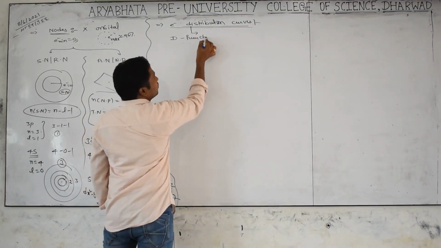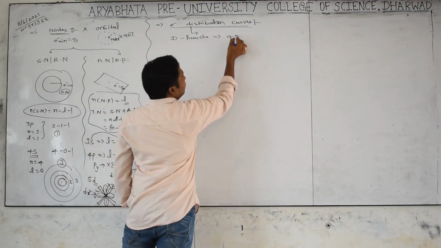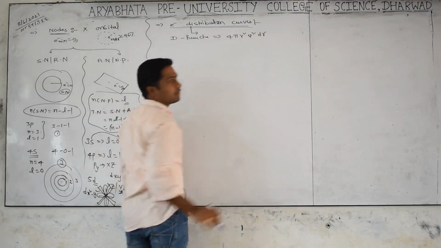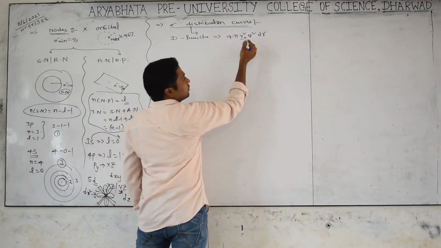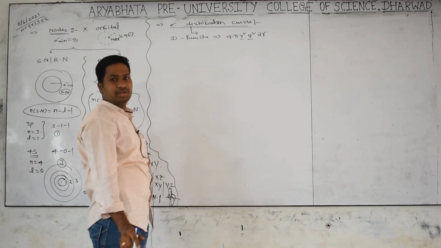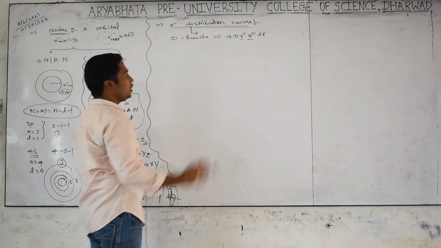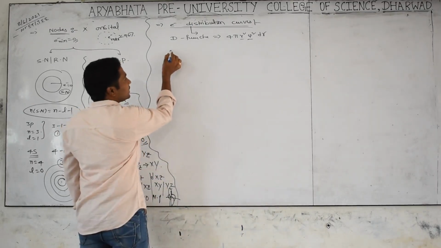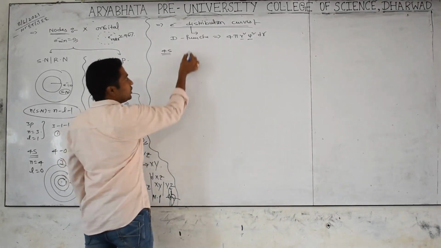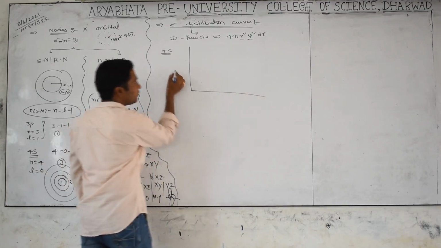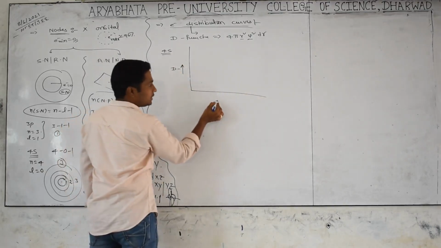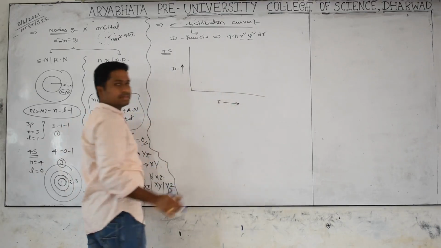Sometimes they ask this one also. The D function is 4 pi r square into psi square into dr. So r is the distance, the radius from the nucleus or orbit, and psi square is the square of the wave function, which will always be positive. Now take for example the 4s orbital. Here we take the D function, the electron finding probability function, on the y-axis, and the distance from the nucleus on the x-axis.